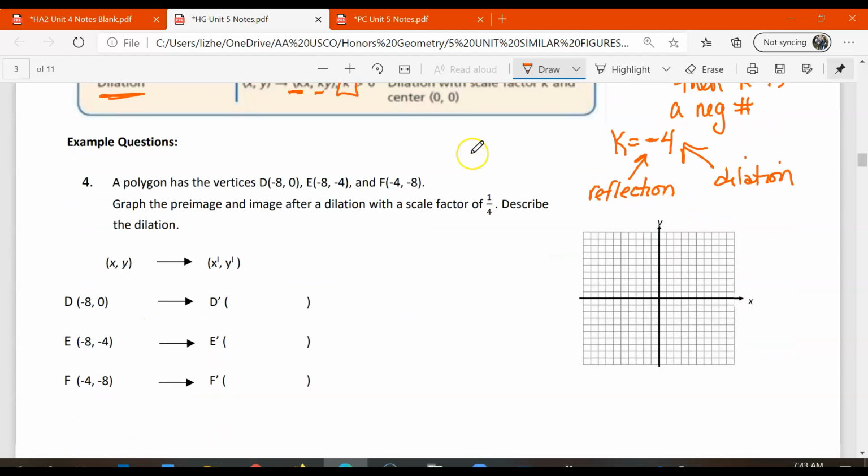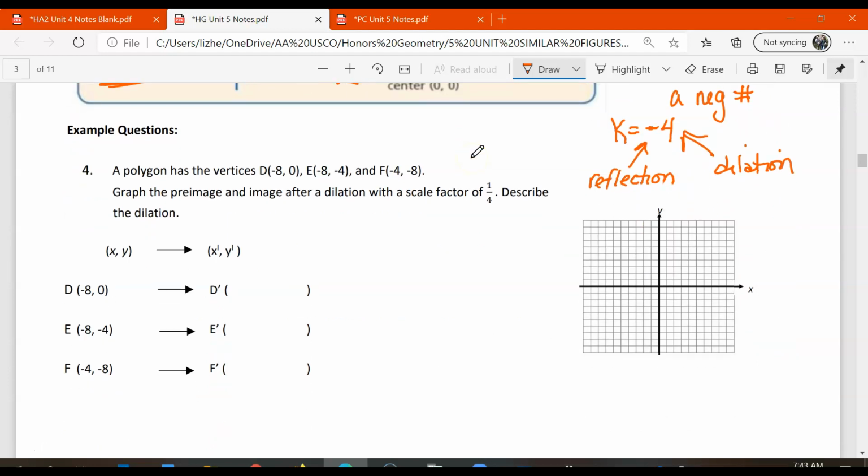Okay, example question. A polygon has the vertices D, -8, 0, E, and F. Graph the pre-image and image after a dilation with a scale factor of 1/4. So since my scale factor is 1/4, if k is less than 1, which means it's a fraction, but still greater than 0, then basically we're going to shrink. We're going to get a smaller shape, right? And if k is greater than 1, then we're going to enlarge.